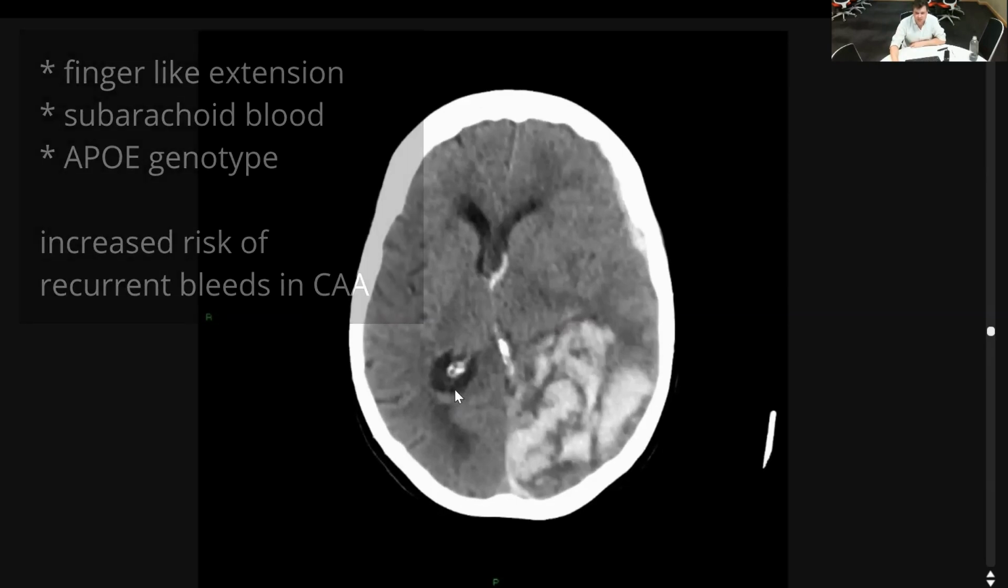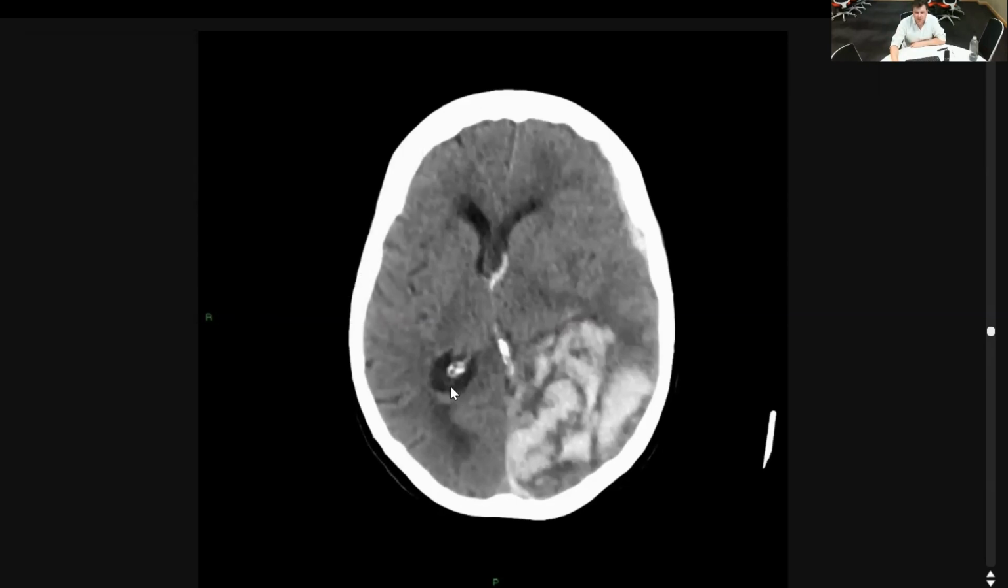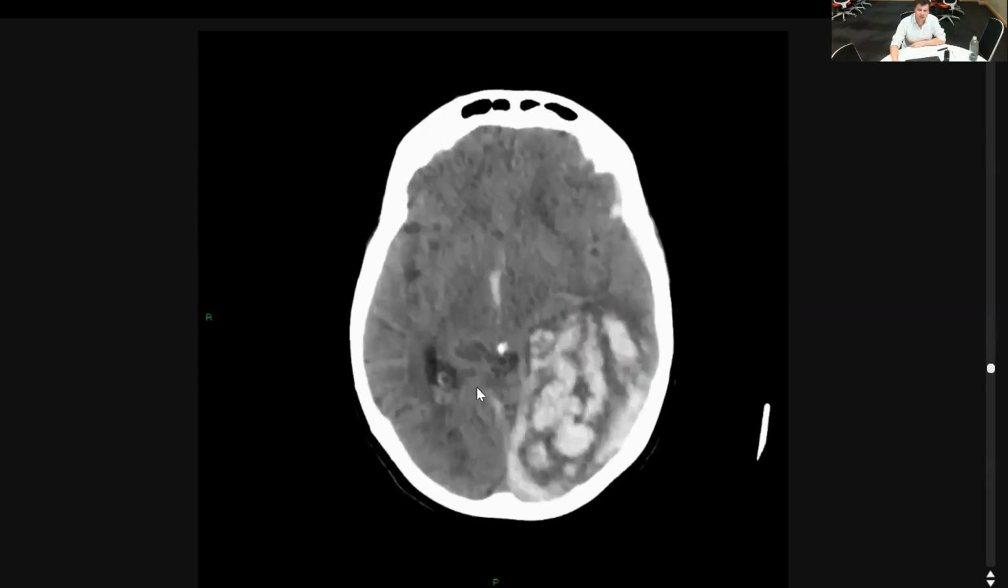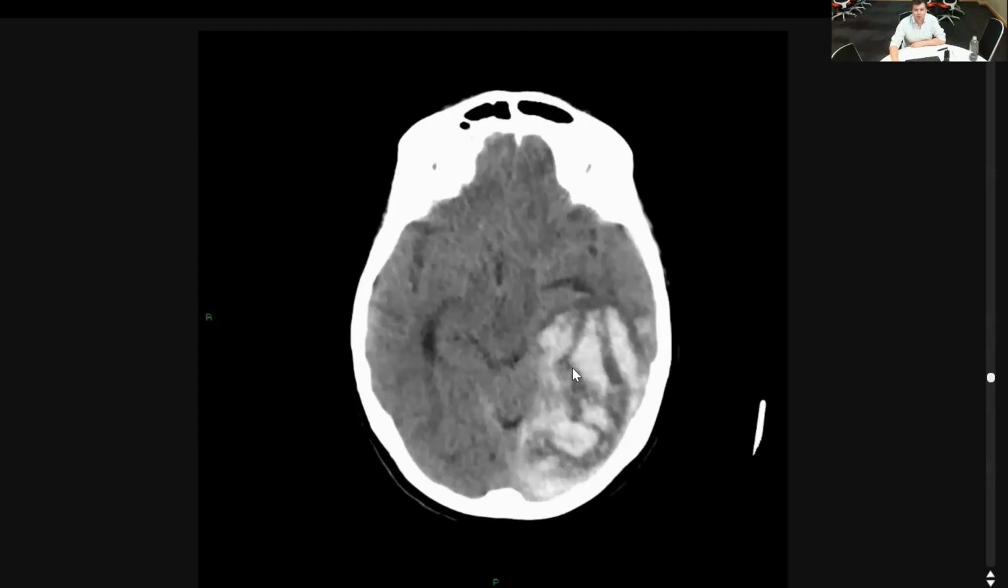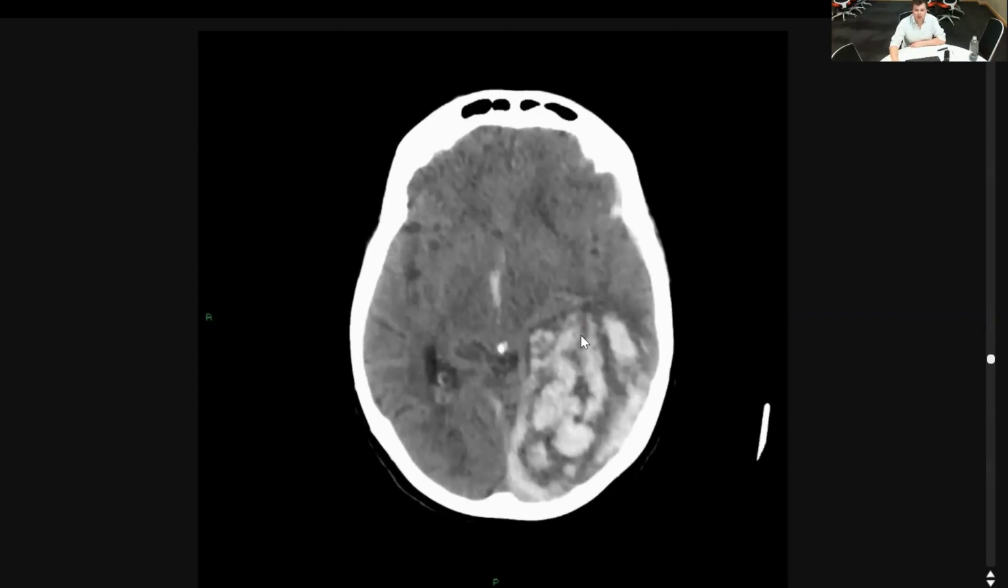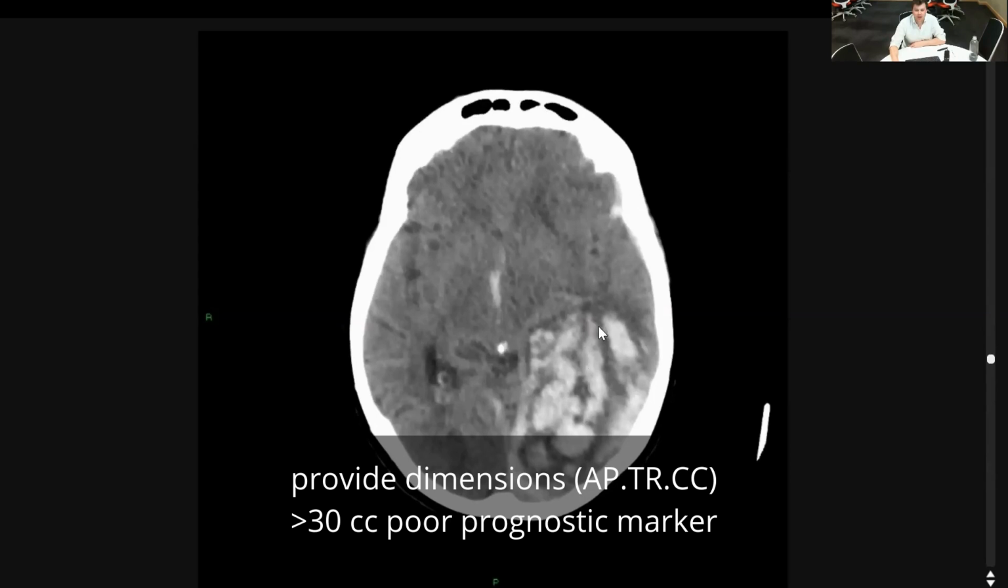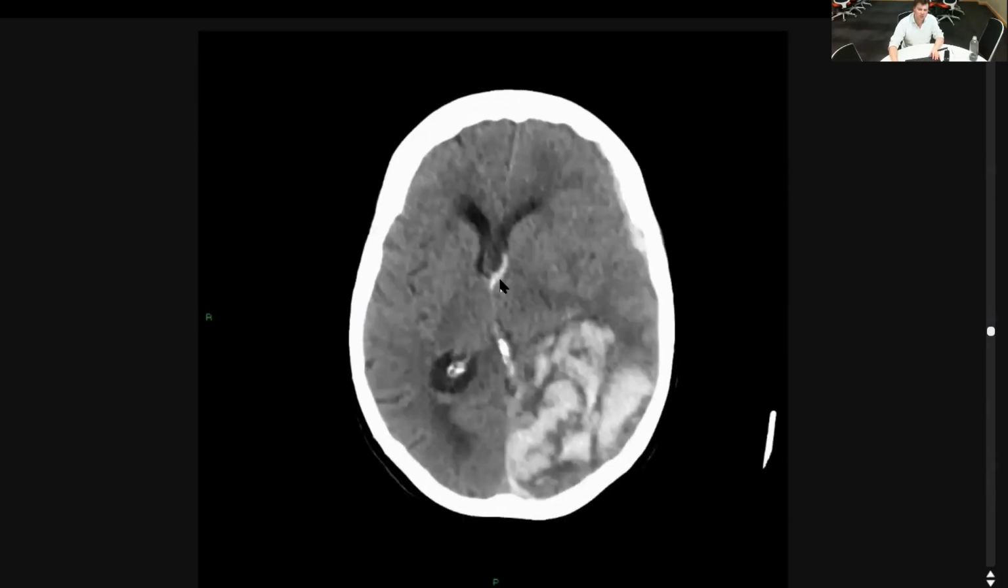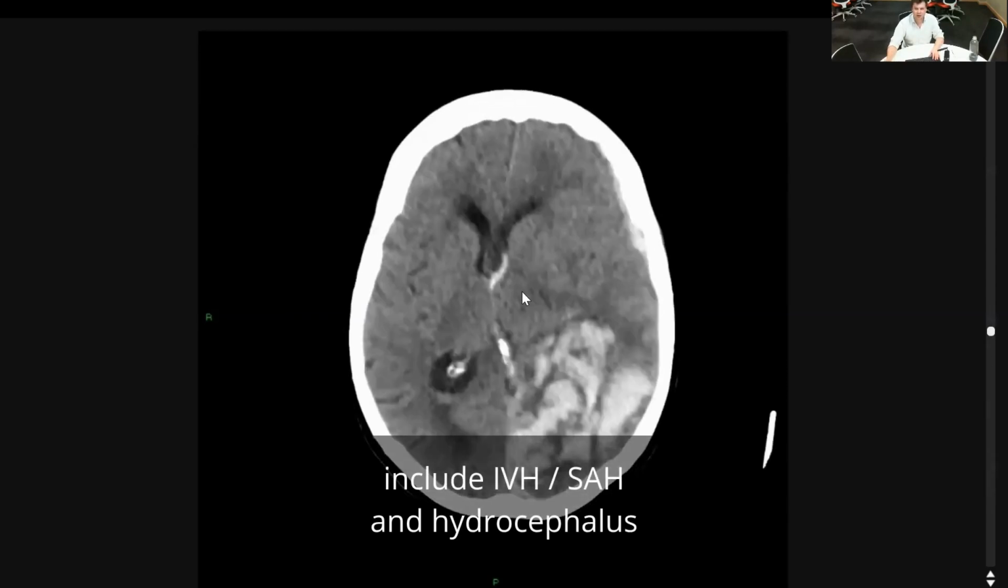And this slice as well, you can see that we've got pooling of blood in the occipital horn on the other side as well, so that kind of counts as part of the subarachnoid extension. But regardless, for any lobar hemorrhage, what we should be doing is measuring the biggest dimension, be it AP or transverse, and then just give them all 3 dimensions. Tell them as well if there's interventricular extension and tell them if there's hydrocephalus.